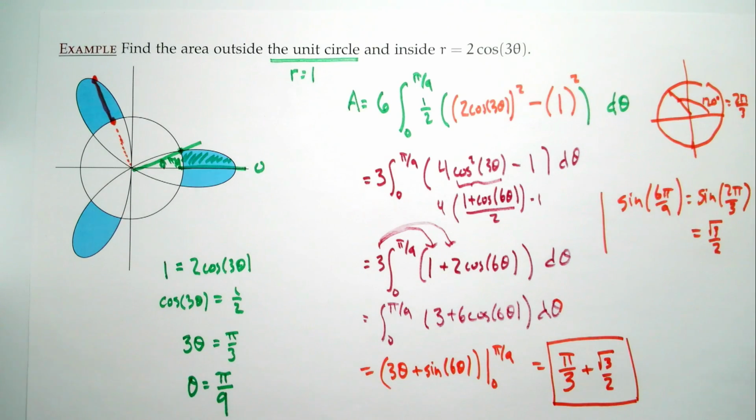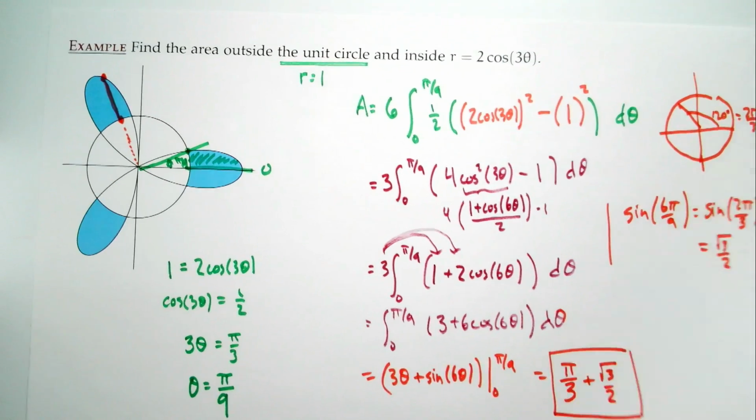Pi thirds plus square root of 3 over 2. Probably wouldn't have guessed that when we started. But the nice thing is we don't have to guess. We can do the math, and the math will take care of us. And life is good.